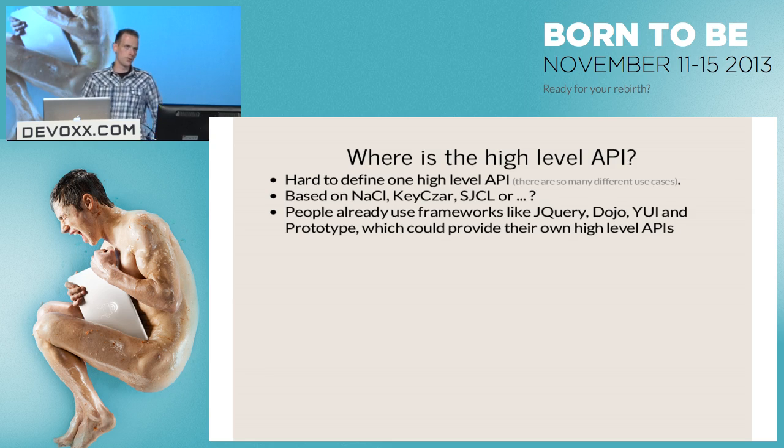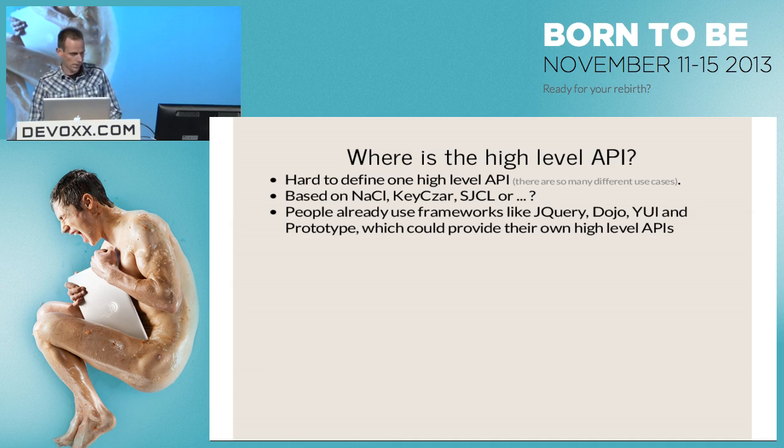So at the W3C working group, we first thought, oh, we're going to define first our low-level API, then we will build a high-level API on top of it, but it was really hard to define one high-level API because, as you've seen, there are so many different use cases. Coming up with one high-level API where everybody can agree on is really hard. There are some examples, for example, SALT, Caesar, and SGCL are doing that, but some people prefer SALT, some people prefer Caesar, so it was really hard to choose one.